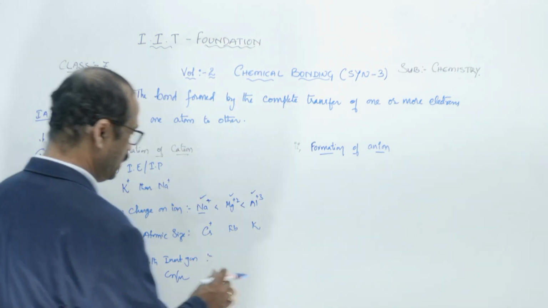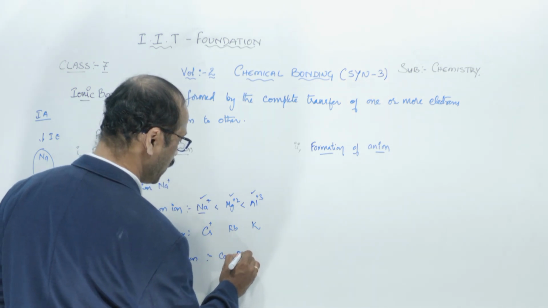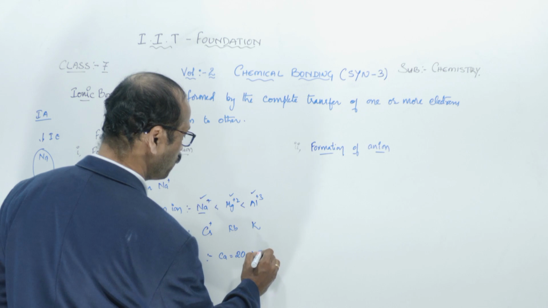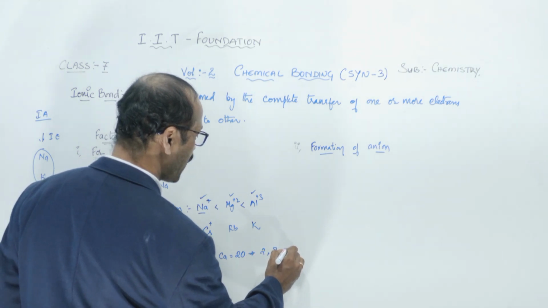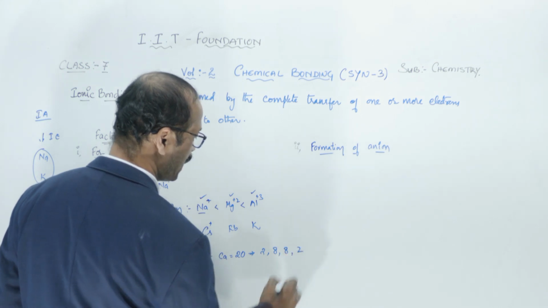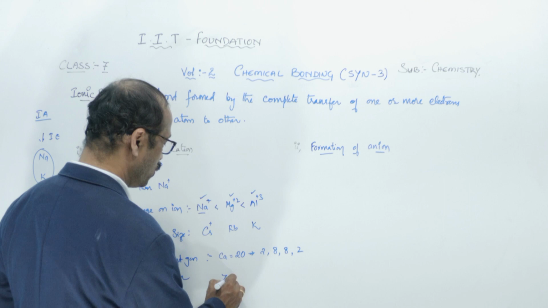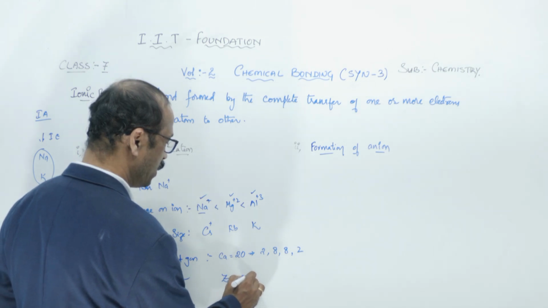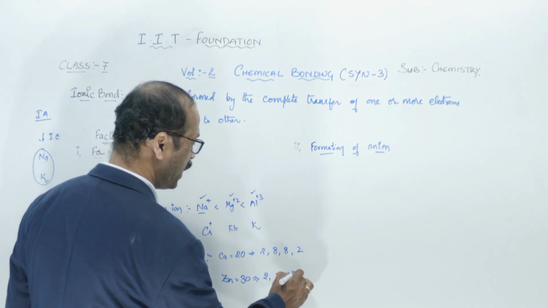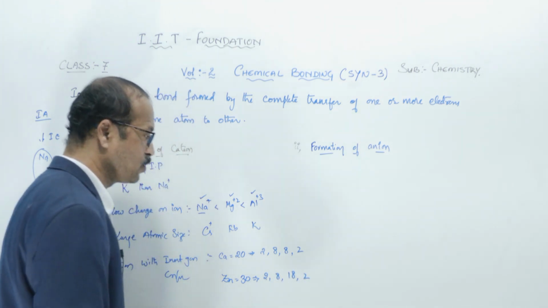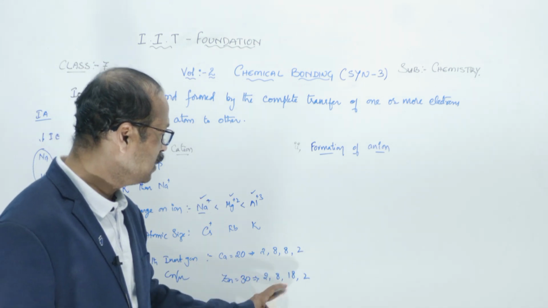Calcium and zinc. So students, calcium's atomic number is 20, right? So what will be the electronic configuration? 2, 8, 8, 2. This is the electronic configuration. Then zinc has atomic number 30. Its electronic configuration is 2, 8, 18, 2. Check that: 2 plus 8 is 10, plus 18 is 28, plus 2 is 30.